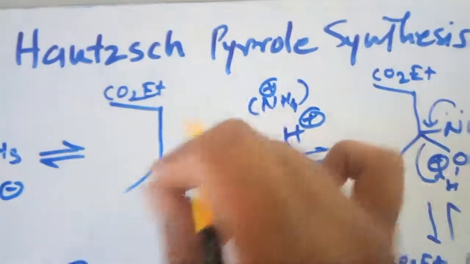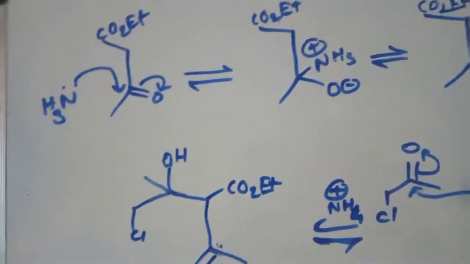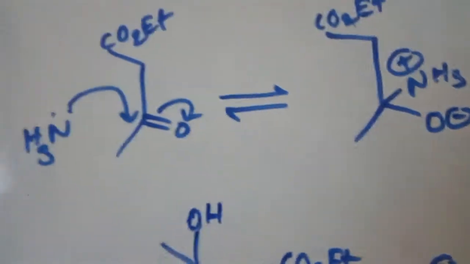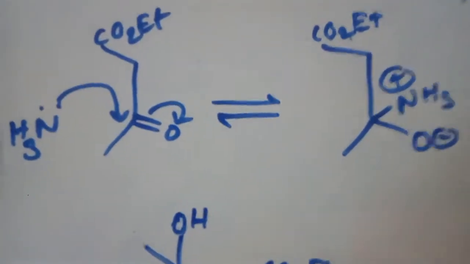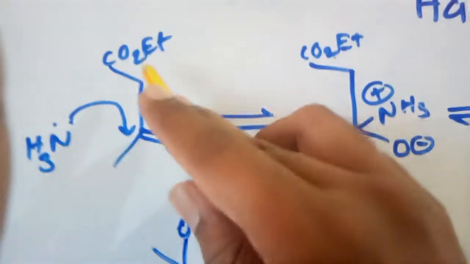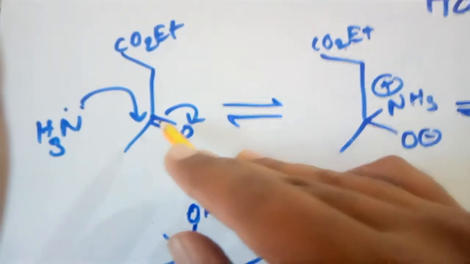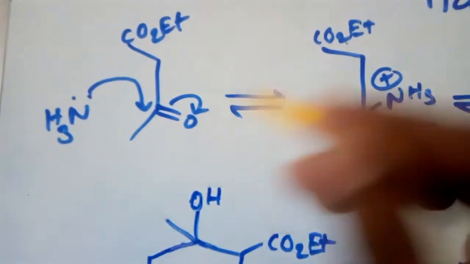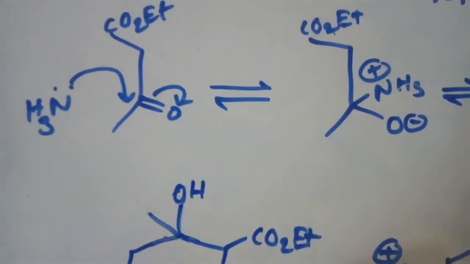Topic is Hantzsch pyrrole synthesis. In this synthesis, pyrrole is formed, and we have to take starting compounds beta keto ester and alpha haloketone. Now this is beta keto ester. This is the ester group, alpha and beta position ketone, and we have to take amine or a derivative of amine.